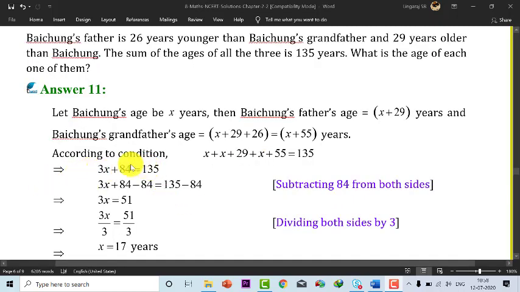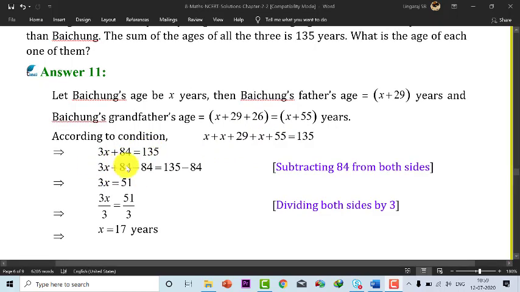So according to the condition of the given question, x is Baichung's age, x plus 29 is Baichung's father's age, and x plus 55 is Baichung's grandfather's age. So the sum of these three ages is equal to 135. Here the sum of like terms, x plus x plus x, will be 3x, and the sum of 29 and 55 is 84, equal to 135. In the next step we just have to remove this 84 to get the x value.